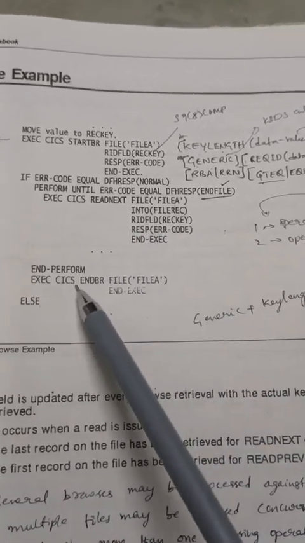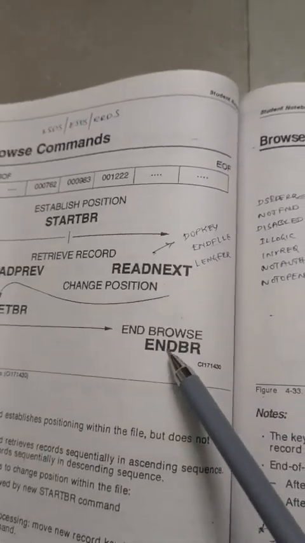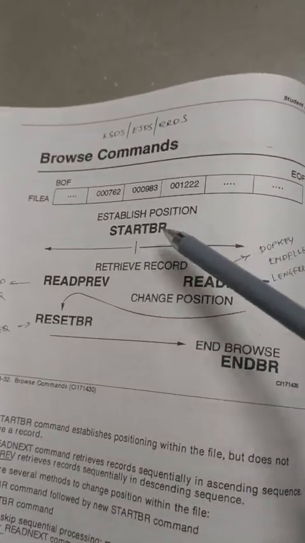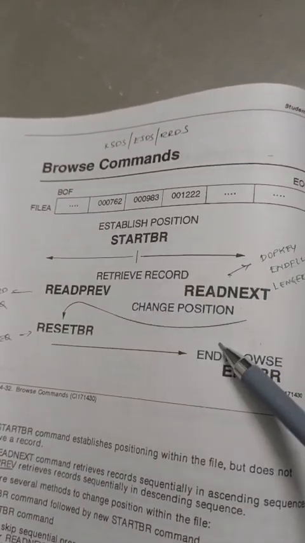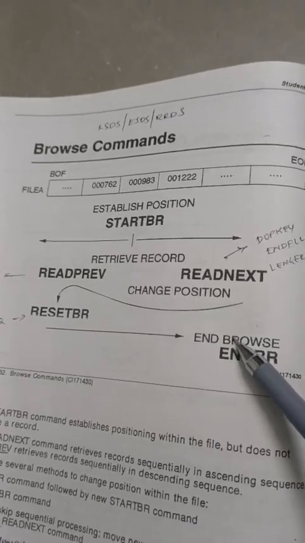Then it will come to the end browse option. What is an end browse? You can see these are the only five commands, friends, among the browsing commands for VSAM.